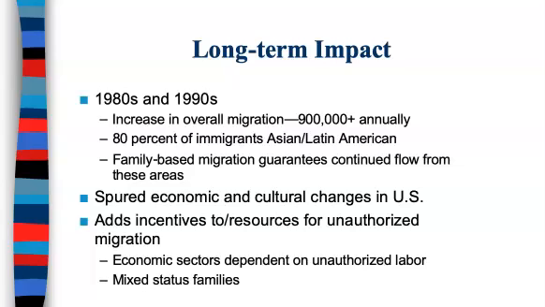We'll also see incentives and resources for unauthorized migration. For instance, economic sectors become dependent on unauthorized labor, especially in farming sectors in the United States. And we're going to start to see a lot of mixed status families, with people that are both citizens and non-citizens here in the United States.